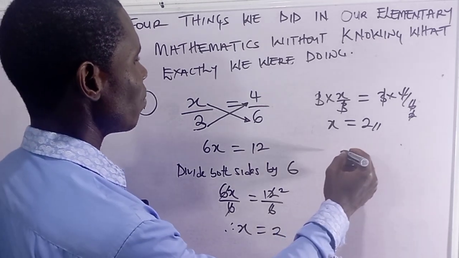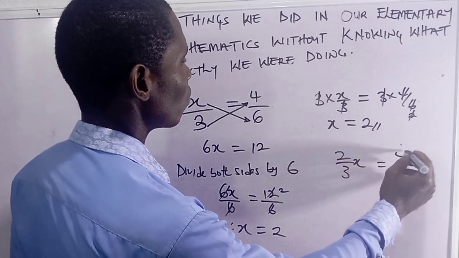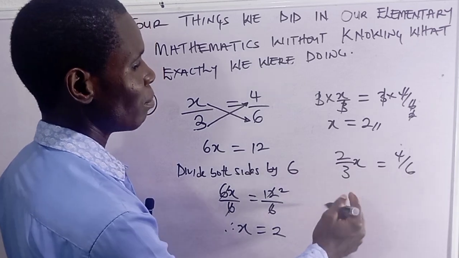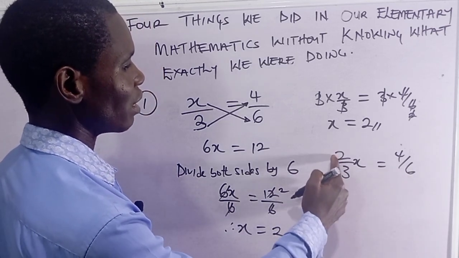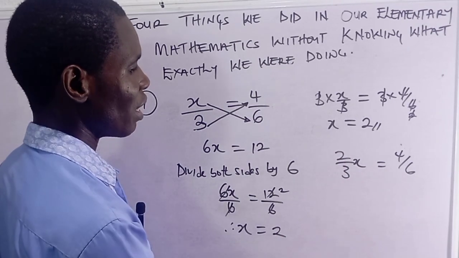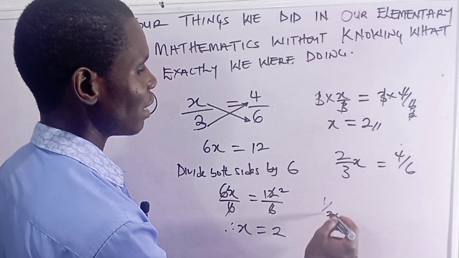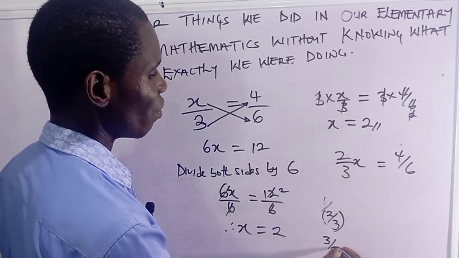But in the case where we now have 2 all over 3x is equals to 4 all over 6, what we do here is multiplying both sides by the reciprocal of the coefficient of x, which is 2 all over 3 here. The reciprocal of a number is 1 all over that number. The reciprocal of 2 over 3 becomes 3 over 2.